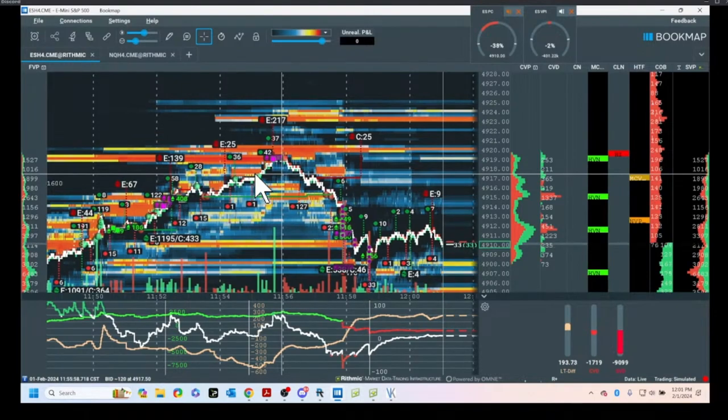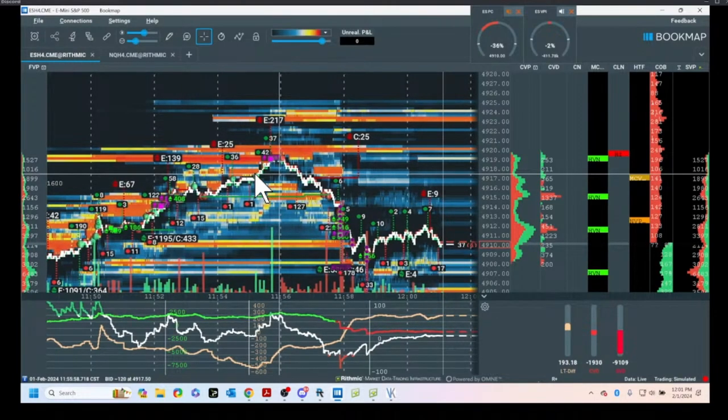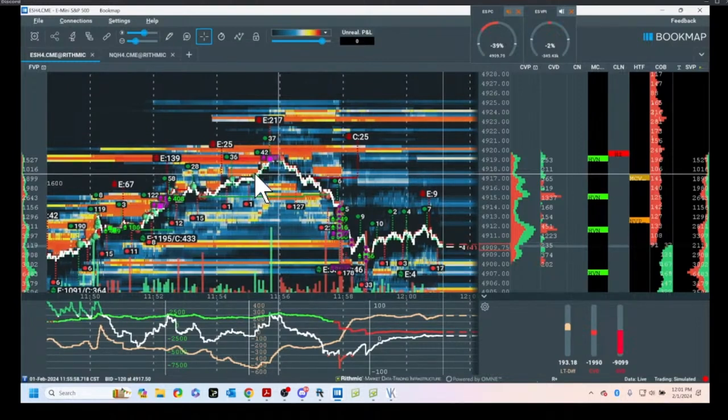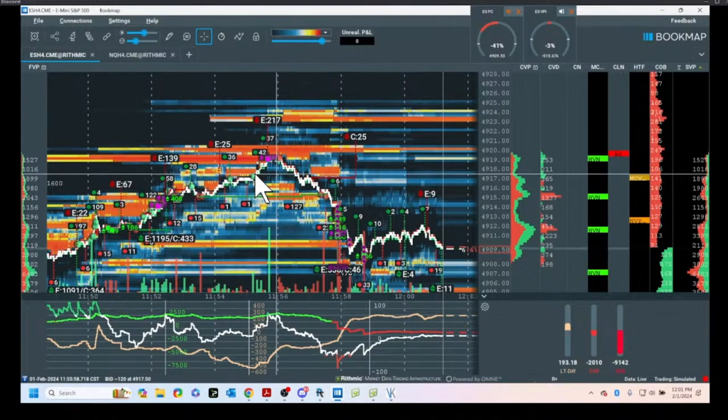Caution. Stocks, caution, options, crypto, caution, order flow with a high-tier tool like Bookmap, swing trading, options, hedging, market maker behavior, algorithmic behavior, and a lot more.